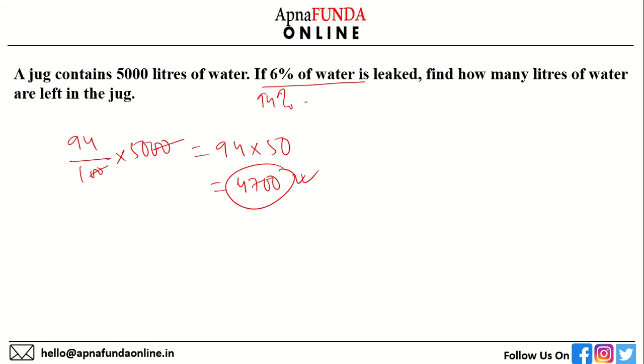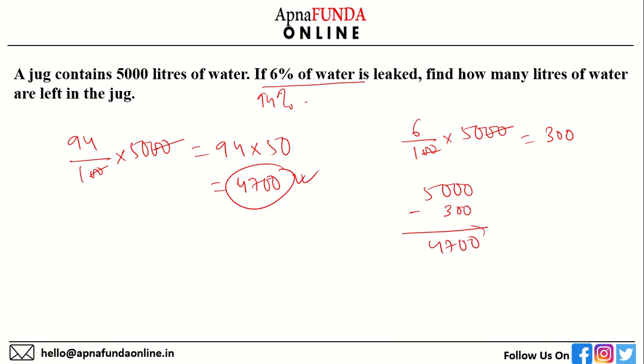You can also solve like first, you find out what is 6% of 5,000, which is 300. And then out of the total, you minus 300 and you get 4,700. In either case, the answer is 4,700. I hope you have solved along with me and this is the answer you have got.